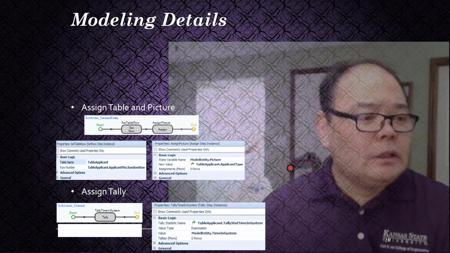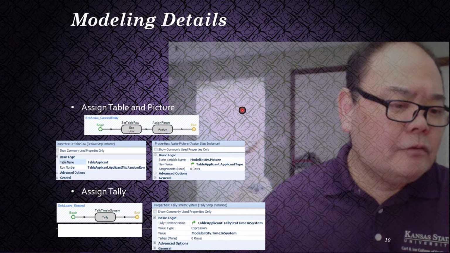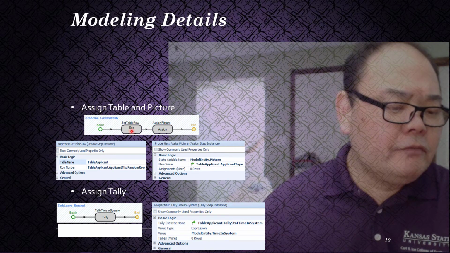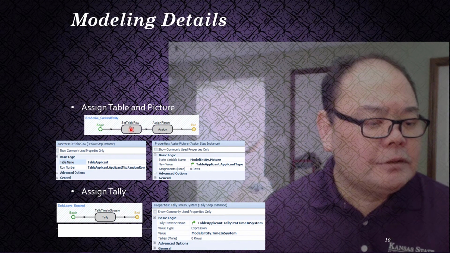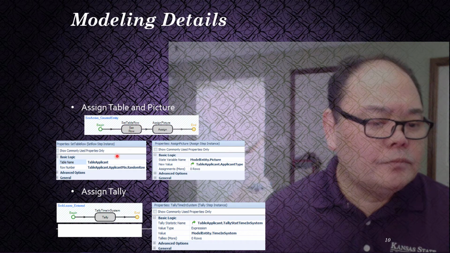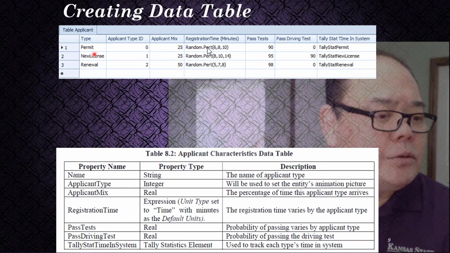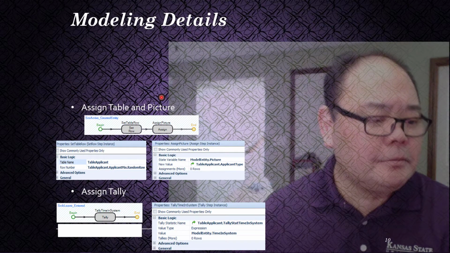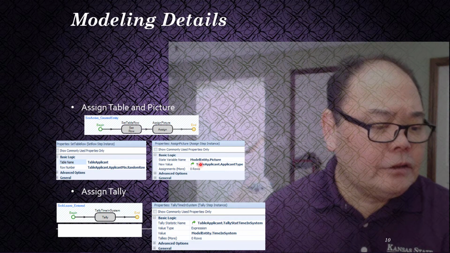And the last detail is that once the applicants are generated from the source, we need to use a set row. This is very similar to the so-called table reference in the source. But today we're going to use a set row to show you how to indicate which row on this table the applicant is incoming on, based on the mixture of the probability. And then we're going to assign a picture to applicants in different colors.